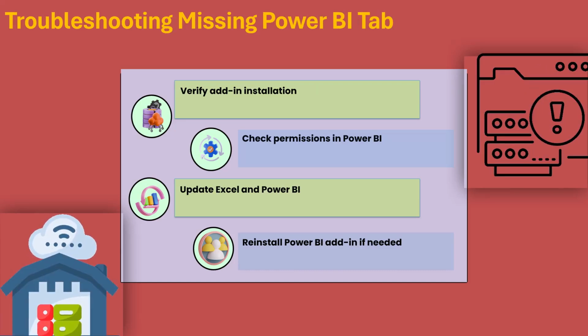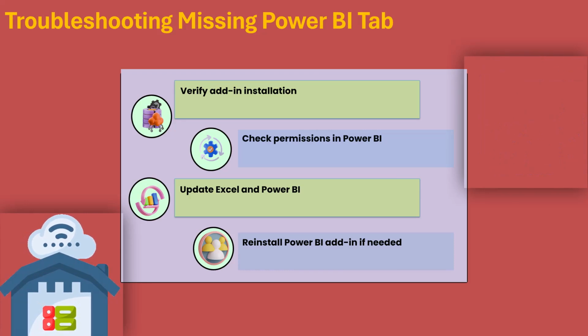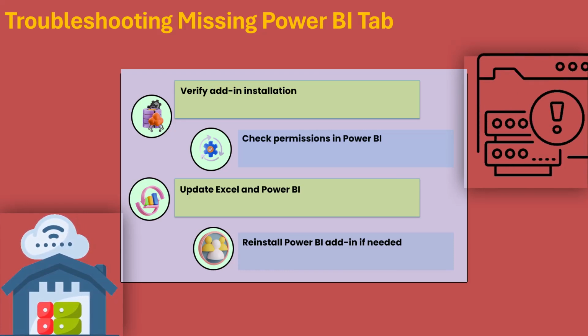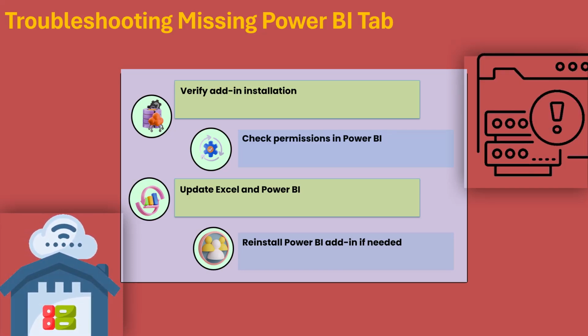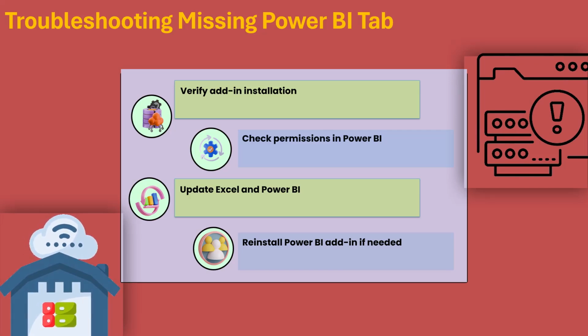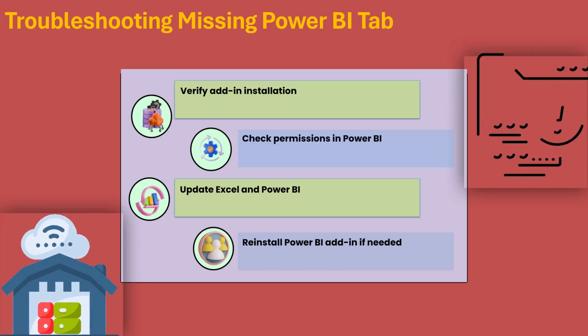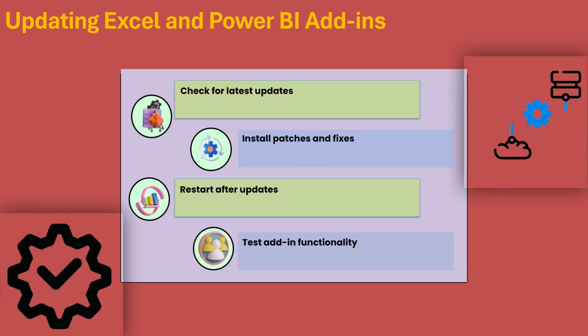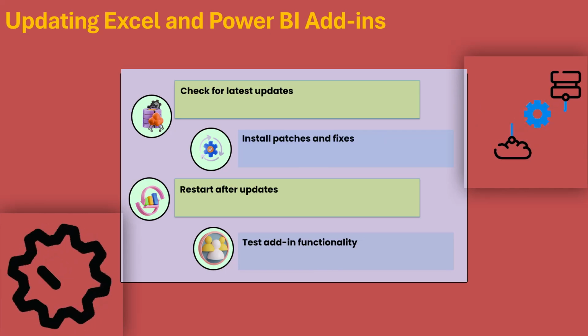Oops, Power BI tab vanished. Time to play detective. First, check if the add-in is even installed. Then peek at permissions. Sometimes Excel gets picky. Updating Excel and Power BI can fix compatibility gremlins, and if nothing works, reinstall the add-in like a fresh start.